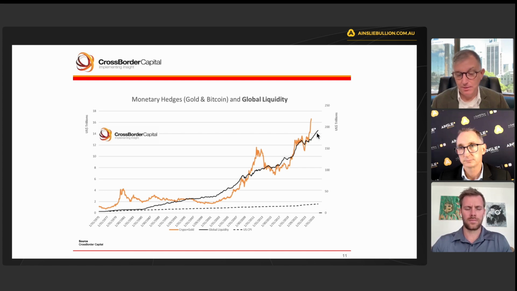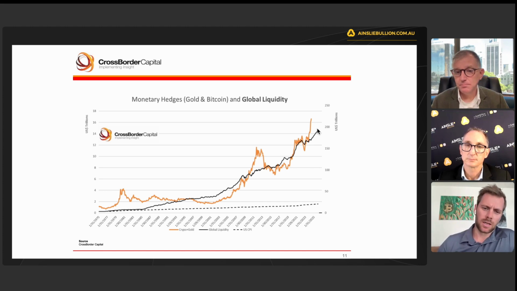If we see this staying here in the form of liquidity, is it that we expect the black line to take off? Is it that we're overdone in the monetary hedges side of it? I'll get both of your opinions on this, but I might start with you, Joe. What's your interpretation?